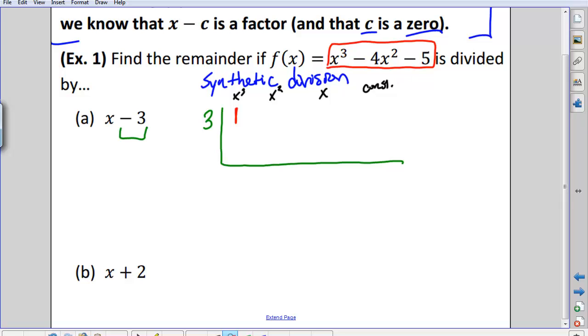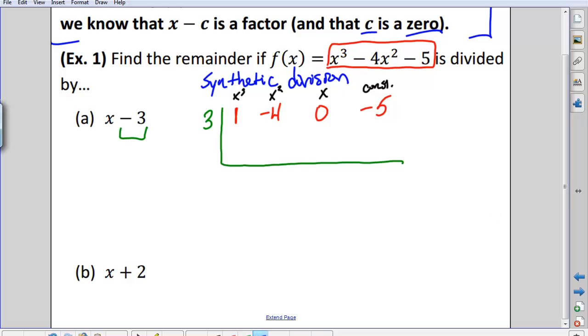For my x squared, I've got a minus 4 x squared. For my x column, there's no x term up here, so I'm going to put a 0 placeholder, and then the constant, I have a minus 5. So that's the setup. I'm now set up, ready to divide. And that's really the hardest part, is the setup. If you can get that set up, then the rest of this is pretty easy.